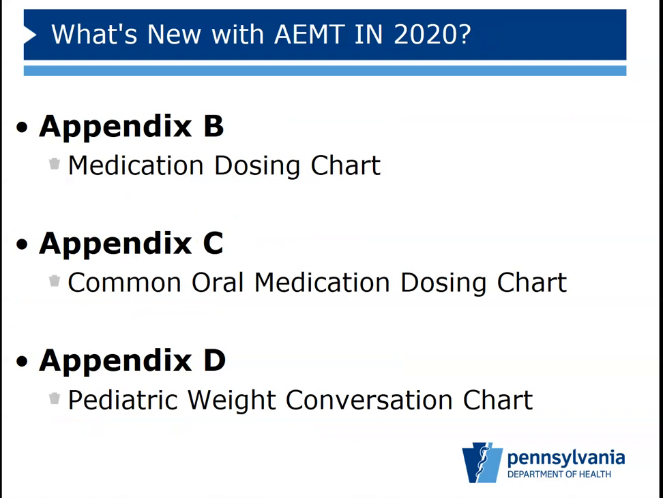We're also going to be looking at the appendix, as I alluded to earlier: Appendix B, which is a med dosing chart; Appendix C, which is also a med dosing chart, but of common oral medications; and finally Appendix D, the pediatric weight conversion chart.